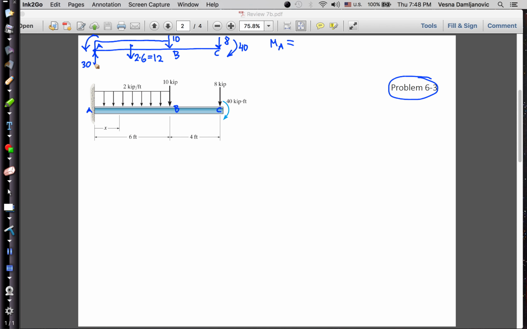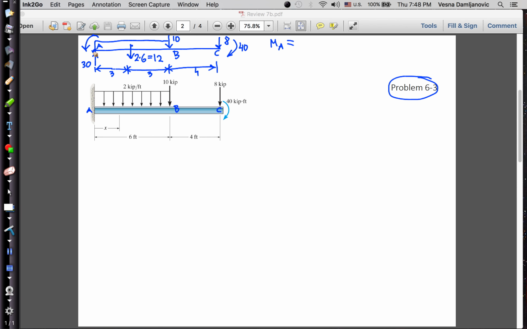This force doesn't have a moment around A. This one has a moment. This distance is 3. Okay, so I'm going to draw my dimensions. Okay, so this one is 3, this one is 3, and this one is 4. And so now we have everything.